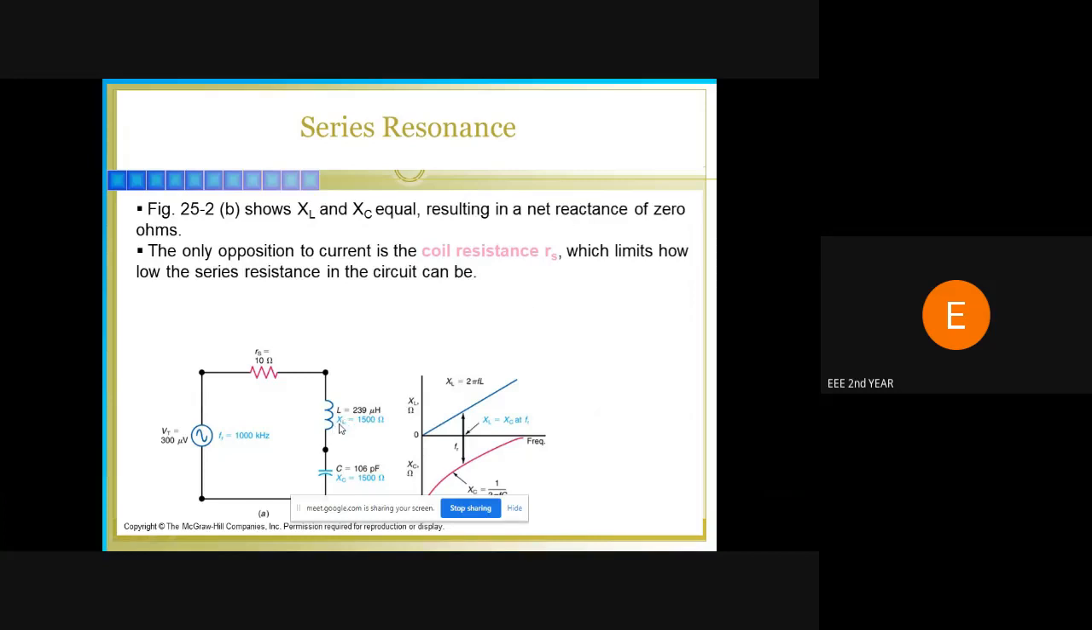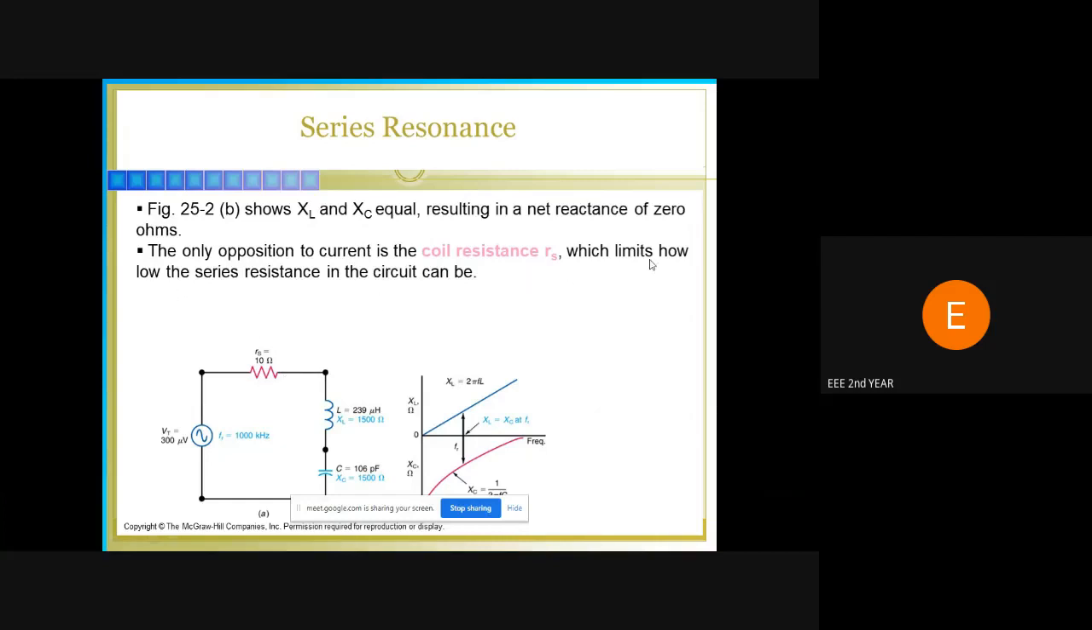See here, your XL value is 1500 ohm, and your XC is also 1500 ohm. So both reactances are equal, and they cancel each other. The only opposition to the current is the coil resistance, that is RS, which only limits the flow of current.